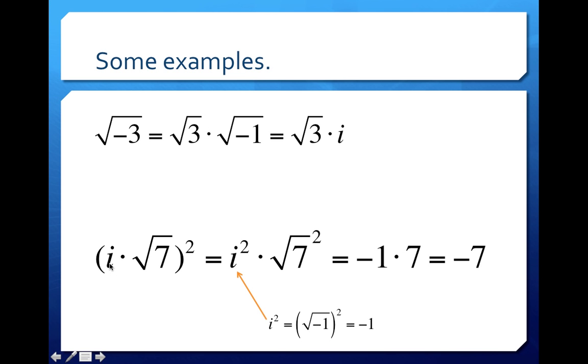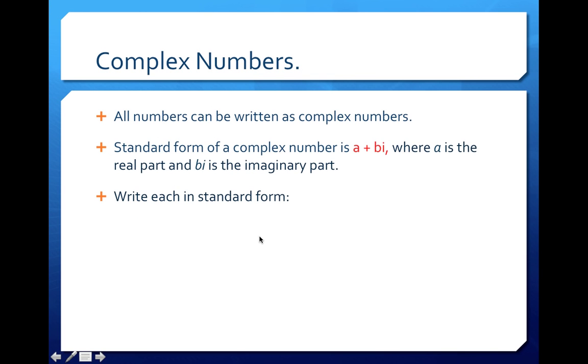Here's another example. If I have i times the square root of 7, squared, I have to distribute both of those pieces. I distribute that square to both of these, so I end up with i squared and then the square root of 7 squared. Now, i squared is the same as the square root of negative 1 squared, which is just negative 1. So I end up with negative 1 times 7, which is negative 7. So easy. Throughout your examples, you're just going to be doing this a lot. You're going to be simplifying these radicals.